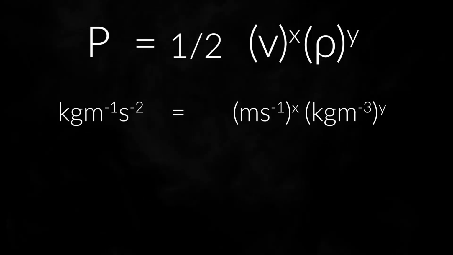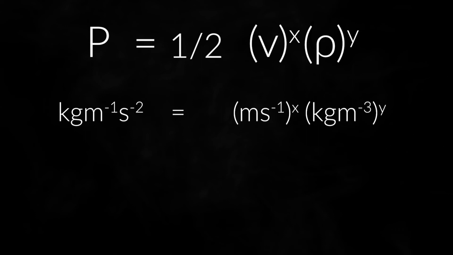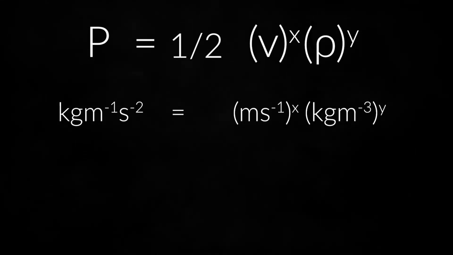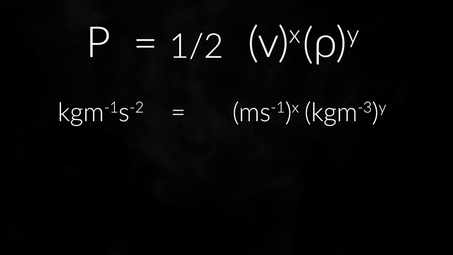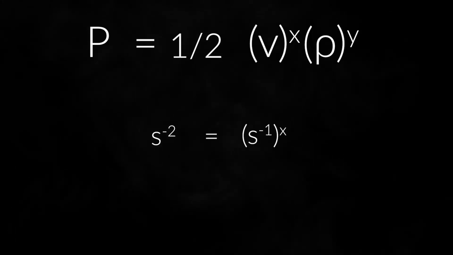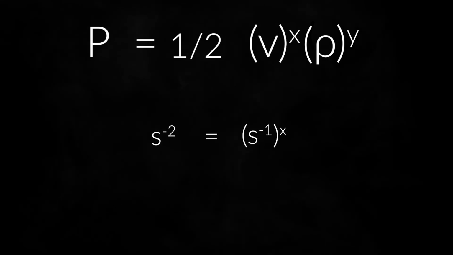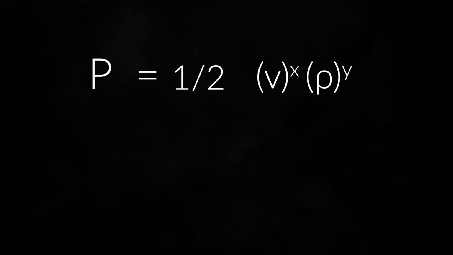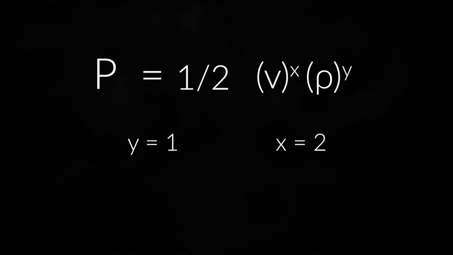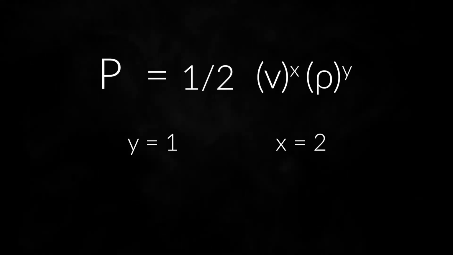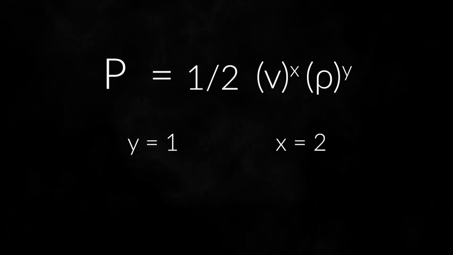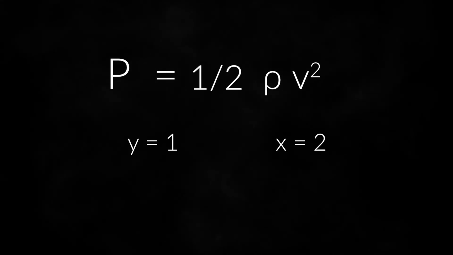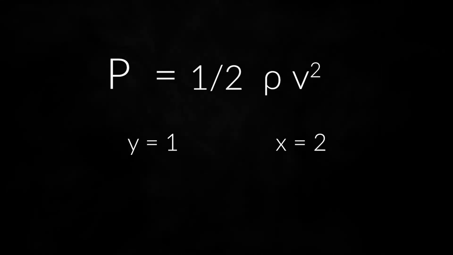Now similarly, I can look at seconds on the left hand side. It's s to the minus 2 on the left hand side. And if I look at the right hand side, I've got meters per second, which is to the power of x, so I've got s to the minus 1 to the power of x. In order for the left hand side to equal the right hand side, x has to be equal to 2. So y would be equal to 1 and x would be equal to 2. So if I rewrite my equation with these values, I get P, pressure, is equal to half rho v squared. And in this way I've created my equation based on a statement.